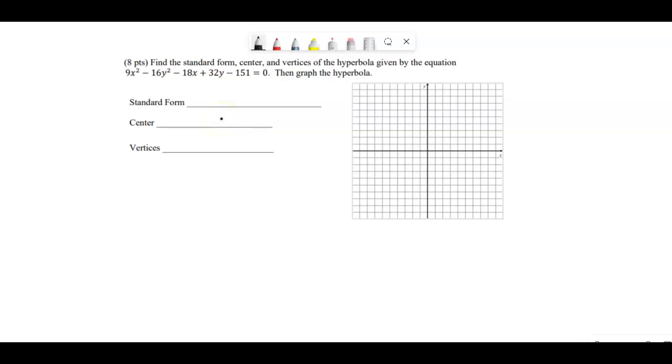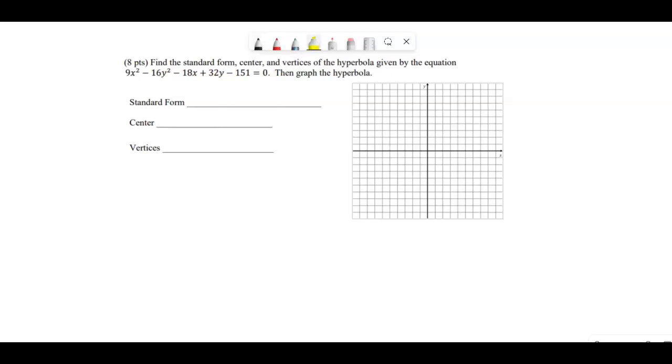Find the standard form, center, and vertices of the hyperbola given by the equation. Then graph the hyperbola. Okay, so we need standard form, center, vertices, and a graph. Now, this is in general form.